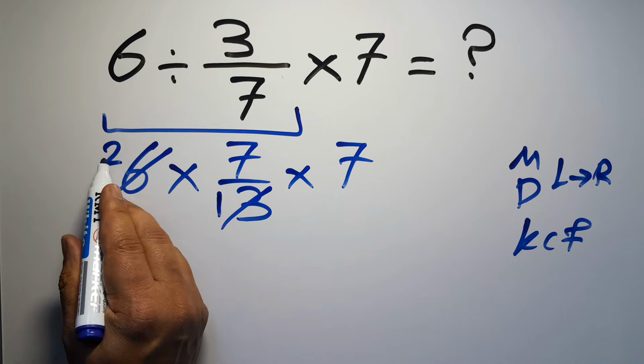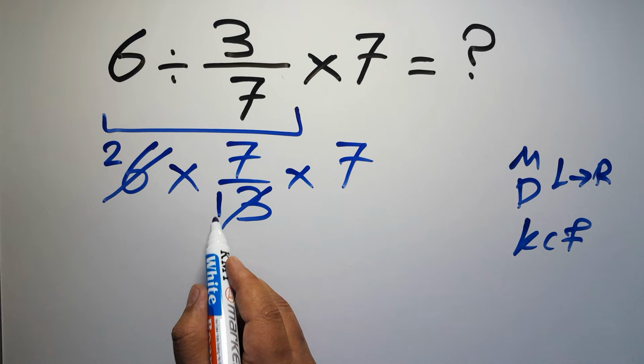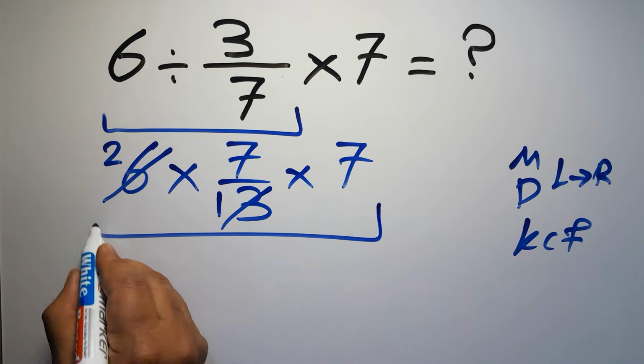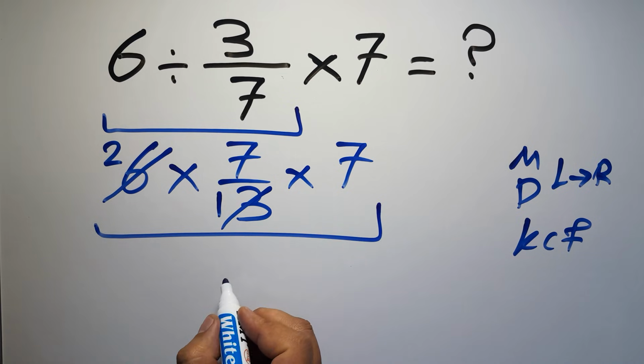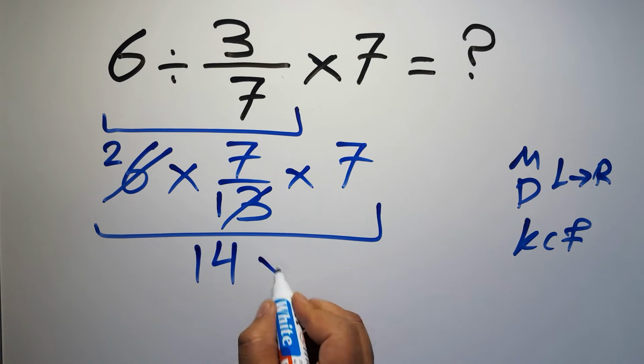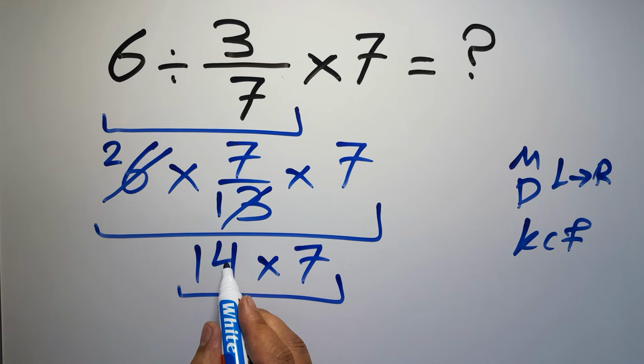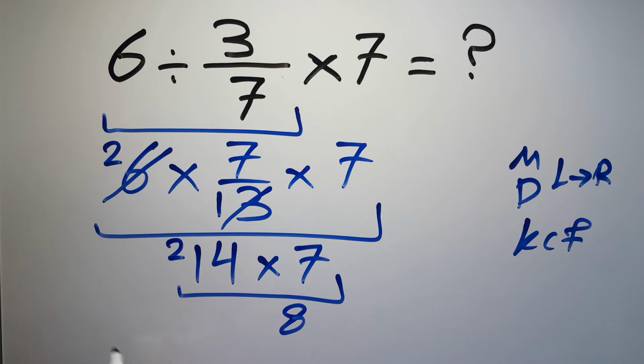So here we have 2 times 7 divided by 1. Okay? 2 times 7 gives us 14. So 14 times 7. Okay? 7 times 4 equals 28. We write 8 here and carry 2 here.